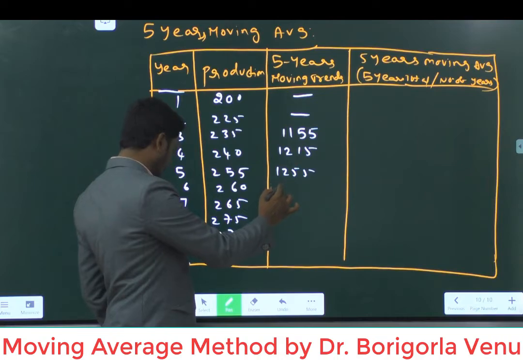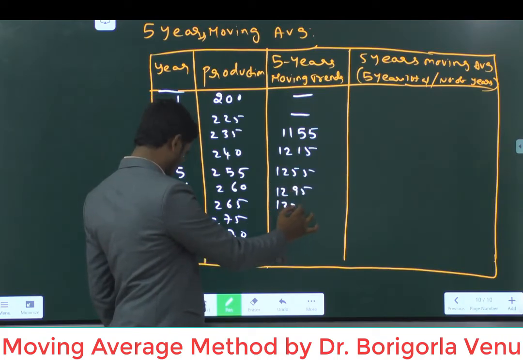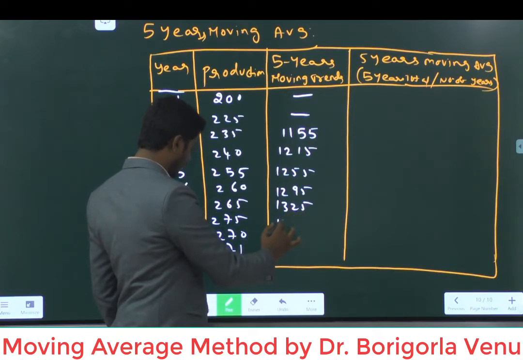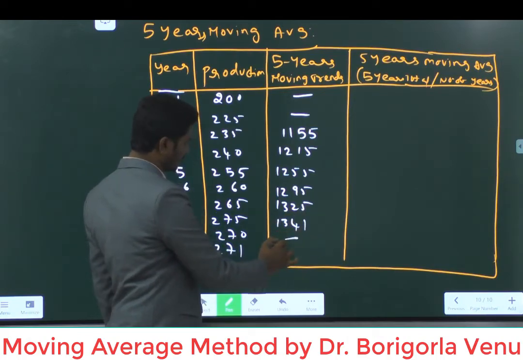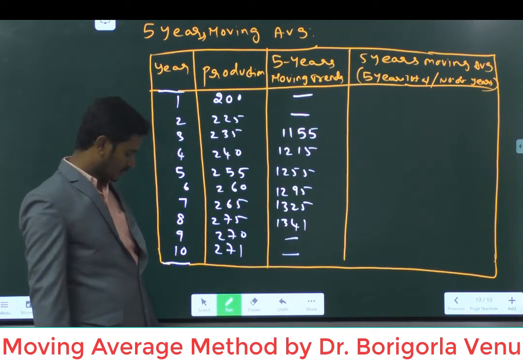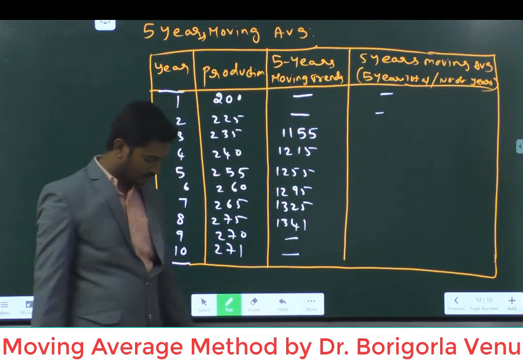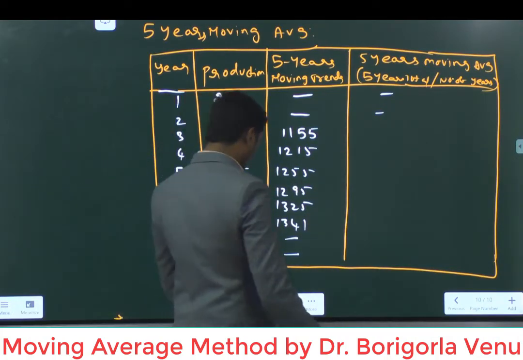And here we get 1295, 1325, 1341. Here also there is no later data, so simply we are going to take the hyphen. So coming to this 5 years average, hyphen, 1155 by 5, so we get 231.